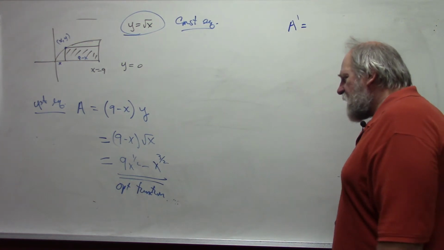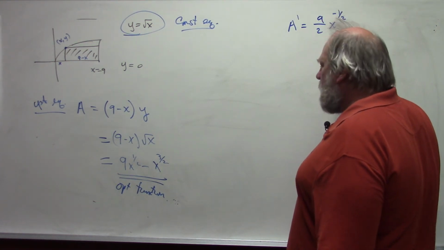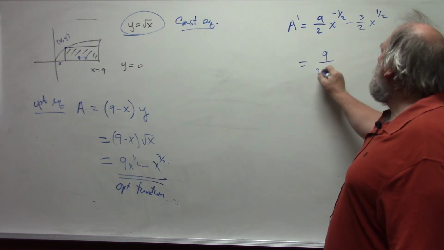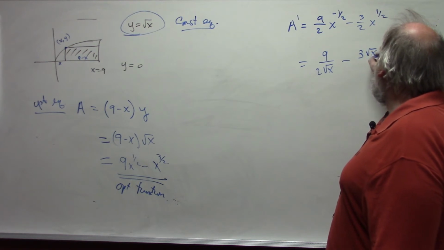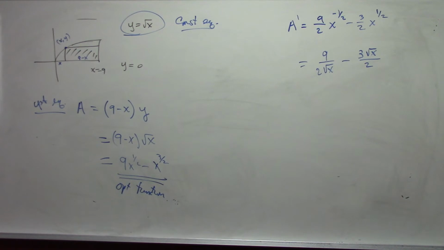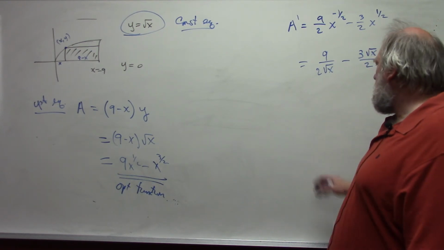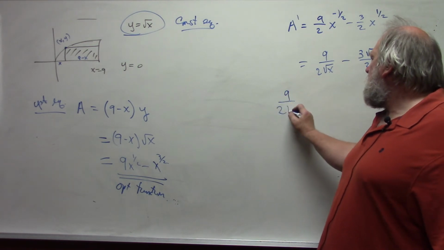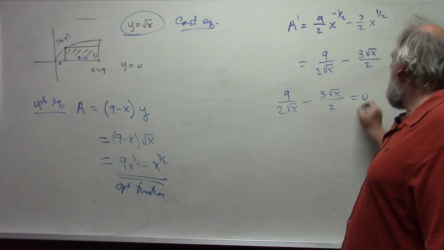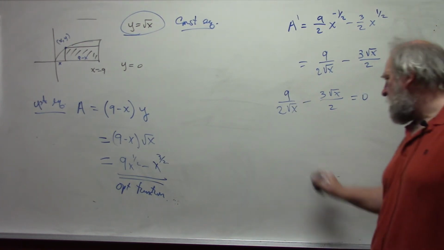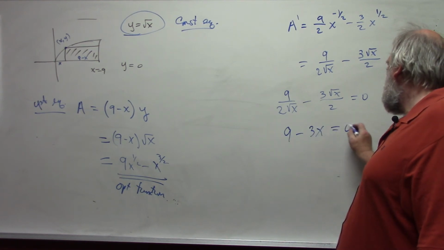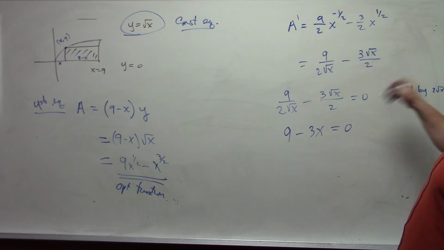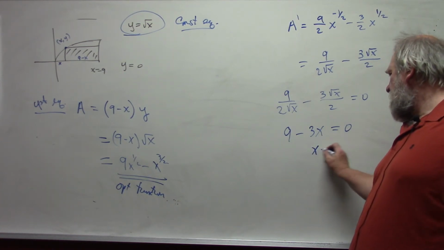The derivative is, in this case, 9/2 x to the negative 1/2 minus 3/2 x to the positive 1/2, or 9 over 2 square root of x minus 3 square root of x over 2. I then want to find where this derivative is 0 to get my critical value. I forgot to do something in the first example, so I'm glad I'm doing 2 examples here. We set this equal to 0 and multiply 2 square root of x to everything, the common denominator. This gives me 9 minus 3x equals 0, and so x is equal to 3.